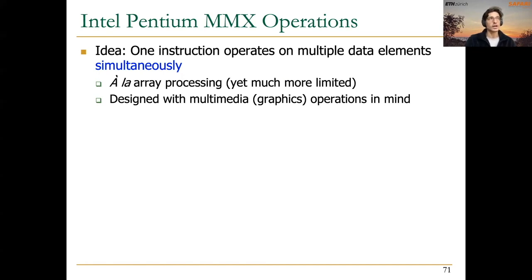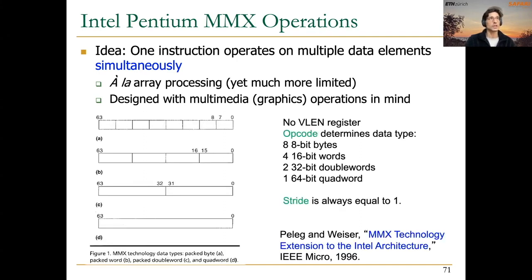It's kind of array processing, but it's more limited, as you can see. But it can operate on different data types. For example, 8 8-bit bytes, or 4 16-bit words, or 2 32-bit double words, or 1 64-bit quad word. The limitation here is that the stride should always be equal to 1, and that's why we cannot consider this a complete array or vector processor, but a simplified way of doing SIMD processing in current CPUs.